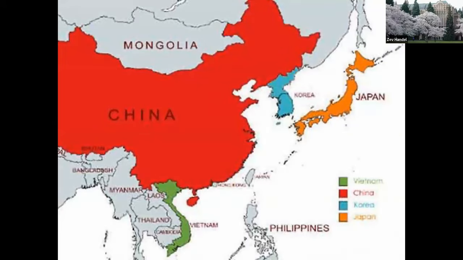Okay, let's get started with this incredibly high resolution map of Asia, just to orient ourselves so we all know what we're looking at. Modern China in red, modern Vietnam in green, modern North and South Korea in blue, and modern Japan in orange. These are the areas we will be talking about today.